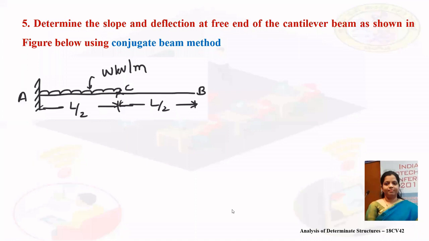Now we will take up another problem. Determine the slope and deflection at free end of the cantilever beam as shown in figure below using conjugate beam method. This is the problem. This is a cantilever beam where half of this cantilever beam is loaded with uniformly distributed load of W kilonewton per meter. First, try to draw the bending moment diagram for this.